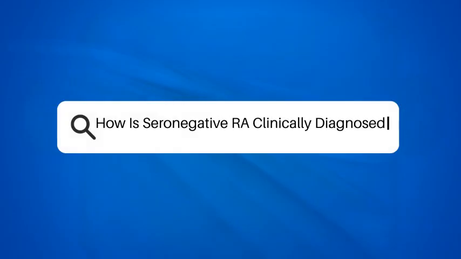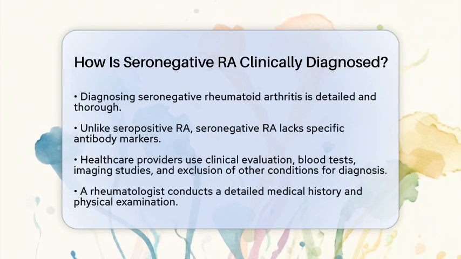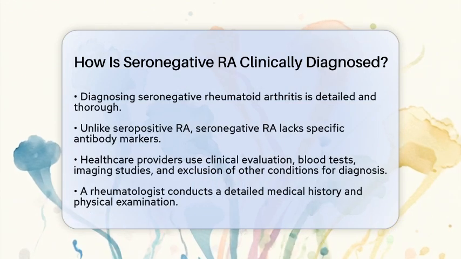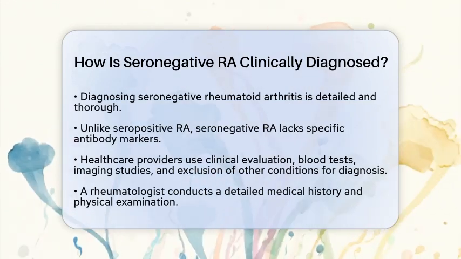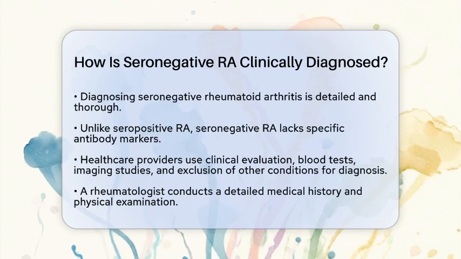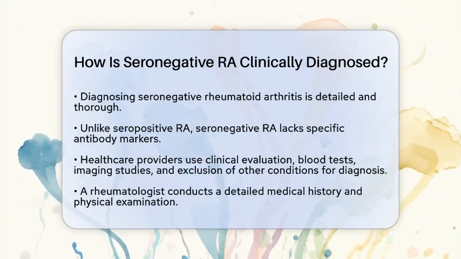How is seronegative RA clinically diagnosed? When it comes to diagnosing seronegative rheumatoid arthritis, the process can be quite detailed and thorough. Unlike seropositive rheumatoid arthritis, where specific antibodies are present, seronegative rheumatoid arthritis lacks these typical markers.